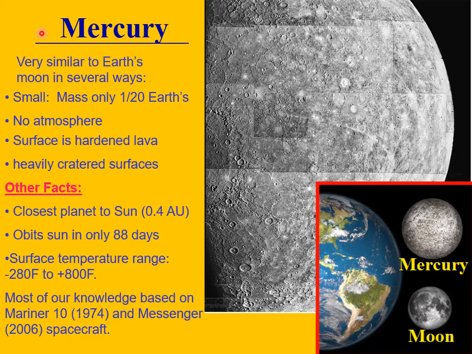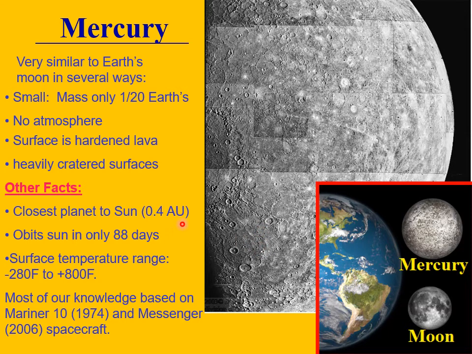So now let's take a look at the other planets of the inner solar system. Let's start with Mercury. Mercury is the planet closest to the sun in our solar system. And it's actually very similar to our moon. In fact, this picture you see here of Mercury looks a lot like our moon. Mercury is small. It's not much larger than our moon. Here it is shown compared to the size of our Earth here. Like our moon, it has no atmosphere. Its surface is hardened lava, and it has a lot of craters like our moon.